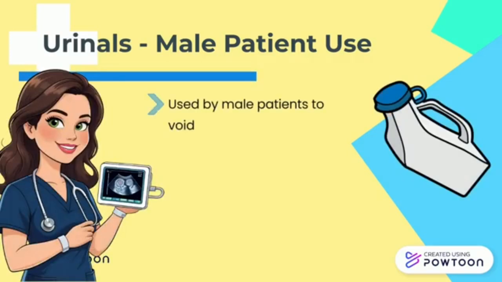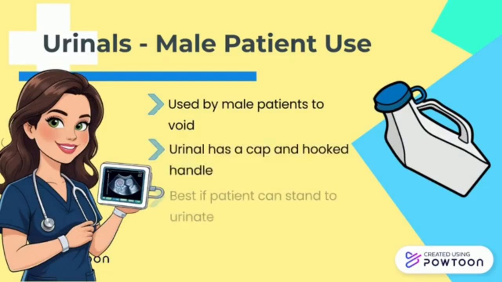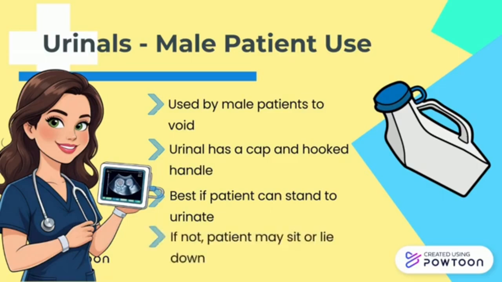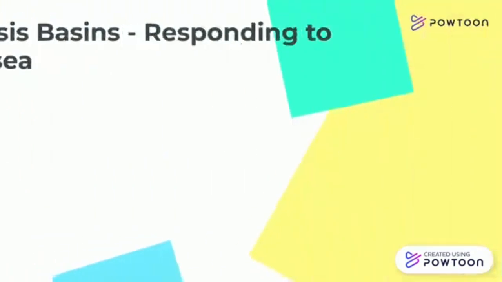Urinals. For male patients, urinals are typically used for urination. These have a cap and hook-like handle for easy use. Ideally, the patient should stand while using the urinal, but if that's not possible, they can sit at the edge of the bed or lie down. Always offer support that promotes dignity and comfort.